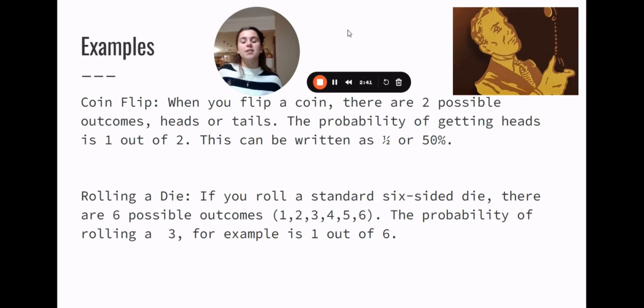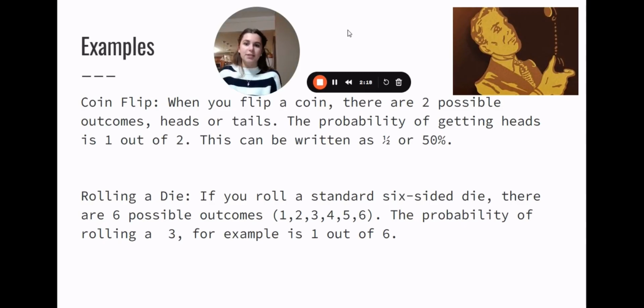So the probability of getting either heads or tails is 1 out of 2, which can also be written as 1/2 or 50%. So we would get our coin and we would flip it, and you could see I got tails. So tails was a 1 out of 2 chance of getting it.